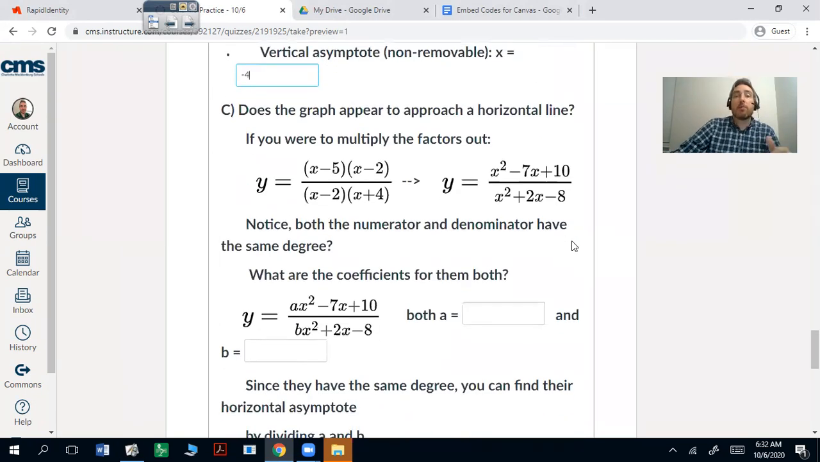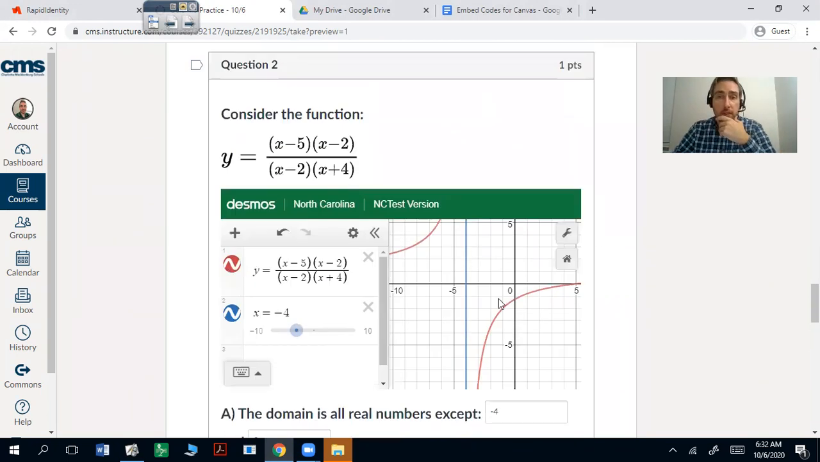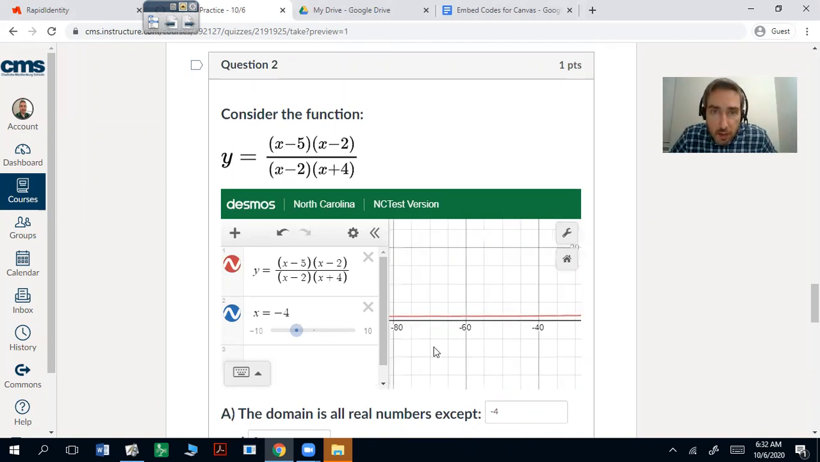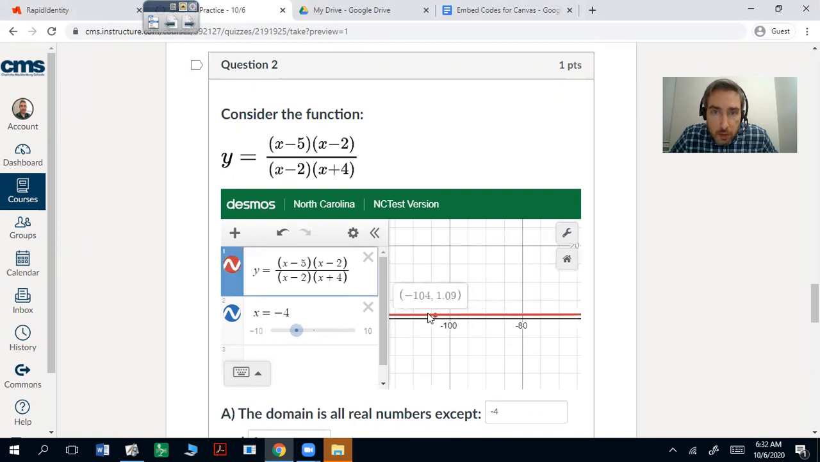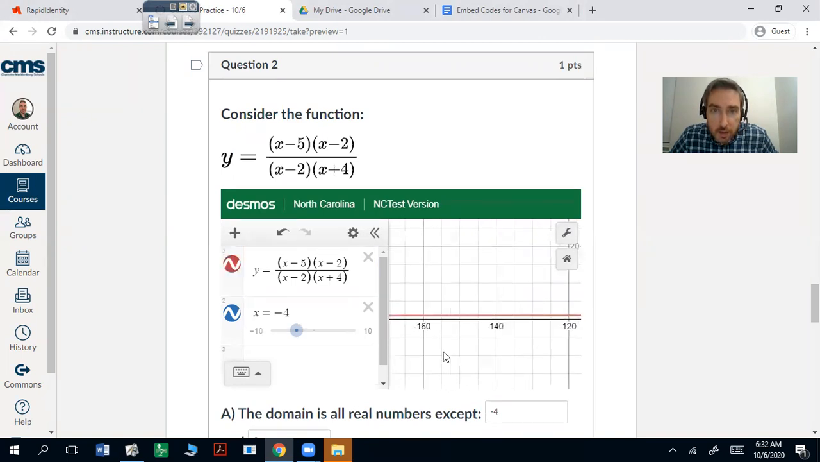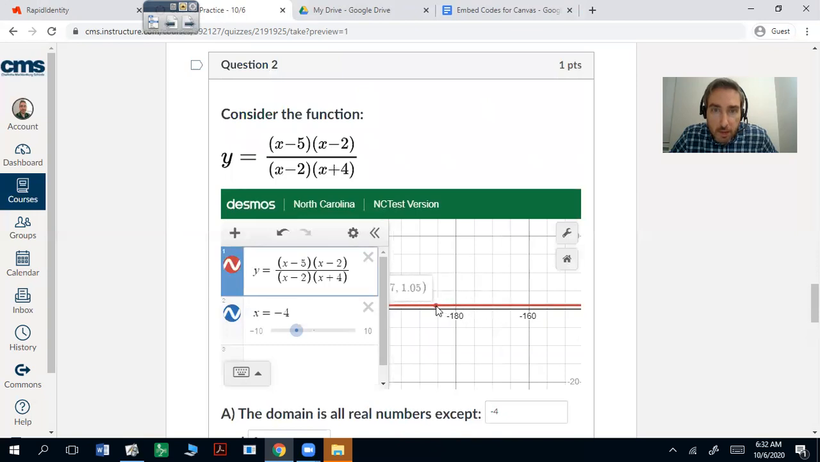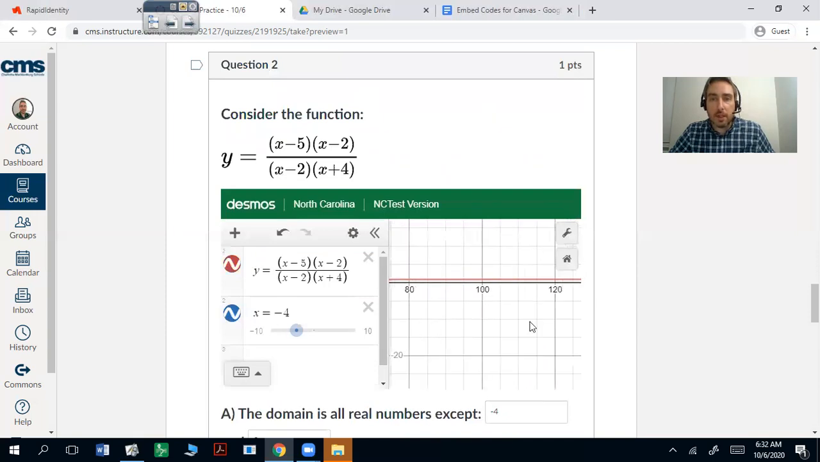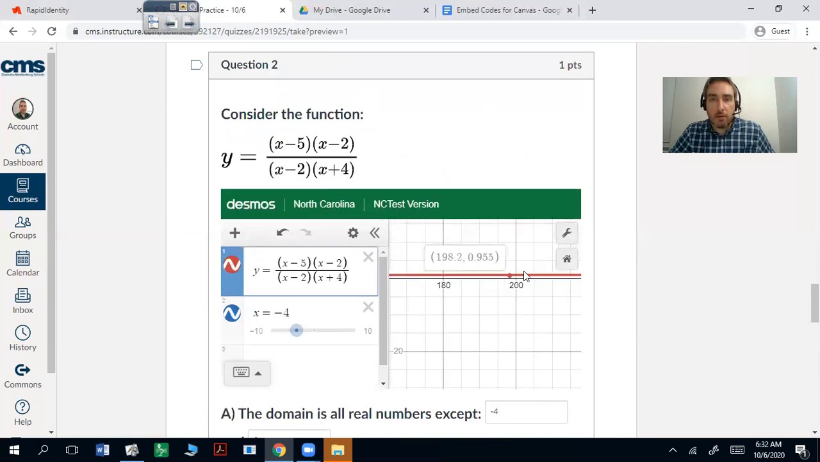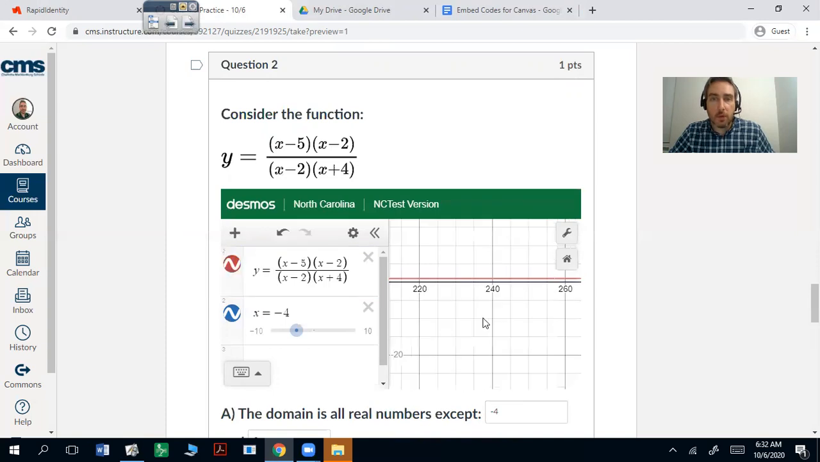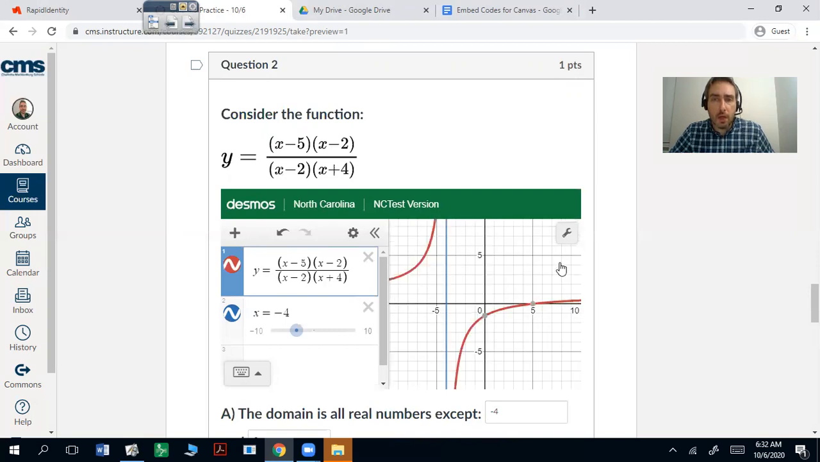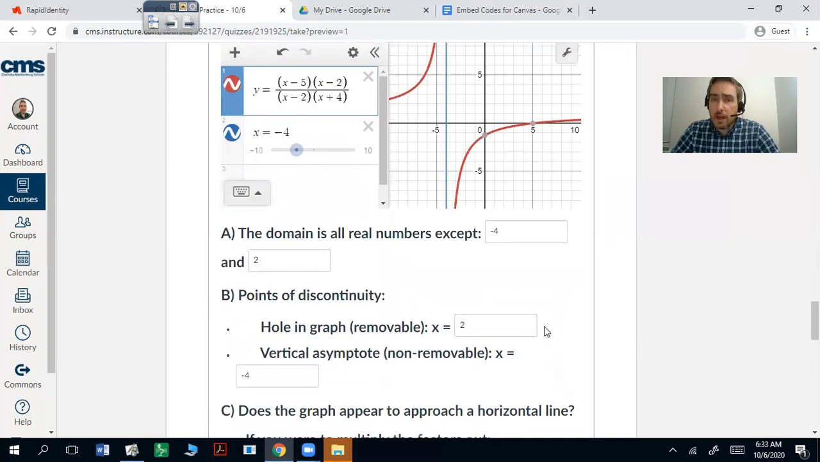Now, does the graph appear to approach a horizontal line? Well, it looks like if you zoom out, it does want to get flattened in both directions, but it doesn't seem to be 0. It seems to approach a higher number than 0. No matter how far I go out, that graph wants to get closer and closer to 1, both on the left end and on the right end. See how that's getting closer to 1 there? Real close. So it's not going to be 0.